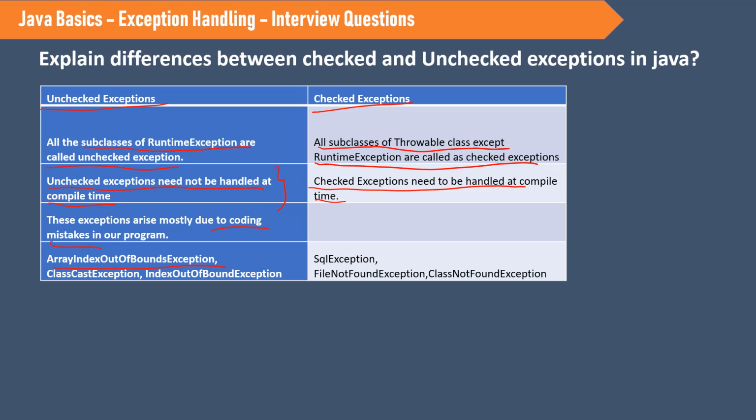Some of the examples are array index out of bounds exception, class cast exception, arithmetic exception, index out of bound exception. So these are all unchecked exceptions. Some of the examples for checked exceptions are SQL exception, file not found exception, class not found exception. So these are some of the examples of checked exceptions.